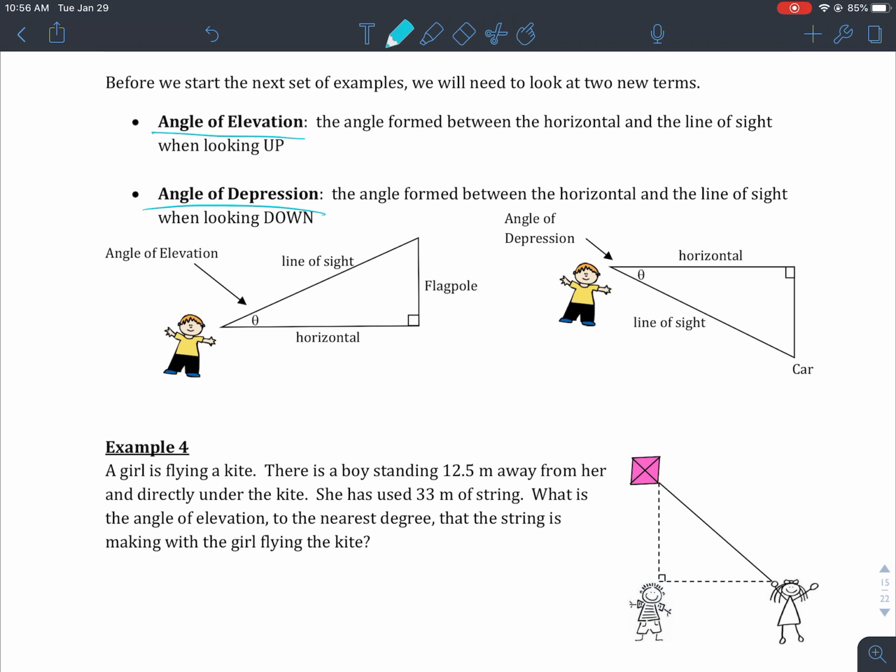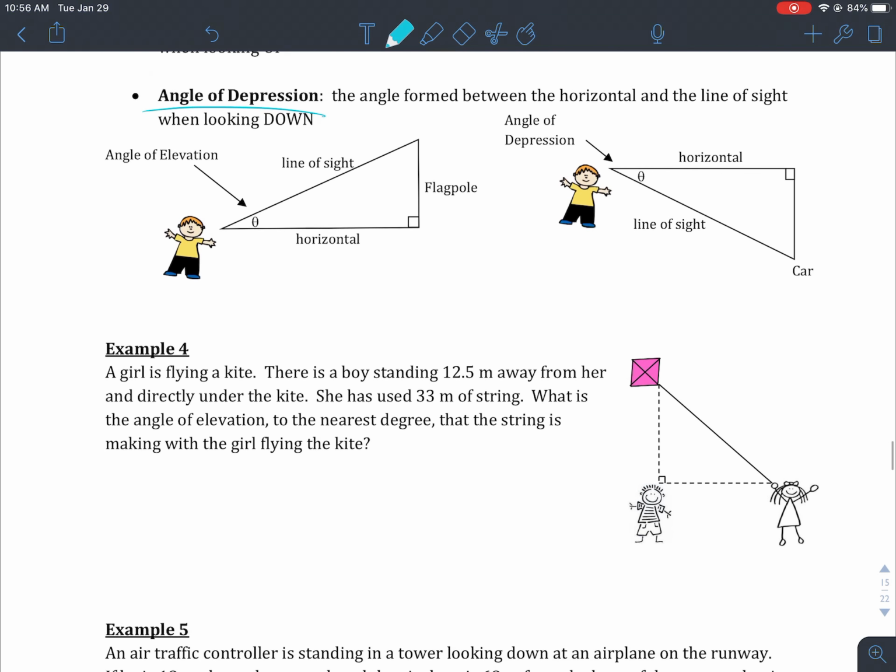Okay, the angle of depression is exactly the opposite. So it's the angle formed between the horizontal and the line of sight when you're looking downwards. So again, look out at that wall and then look down at your feet. Since you're tilting your head downwards, that's going to be what's called the angle of depression. And there's a couple pictures down below that help illustrate those 2 definitions.